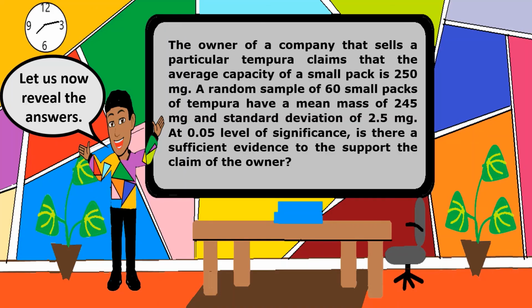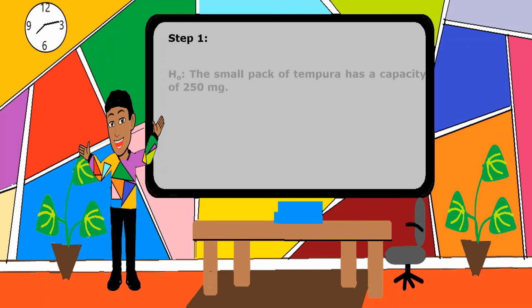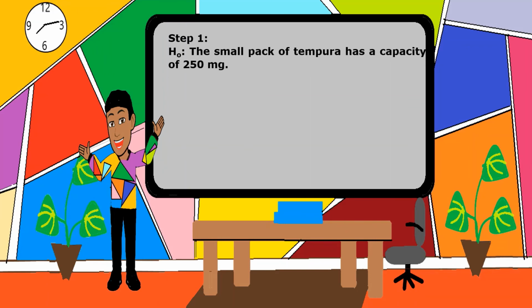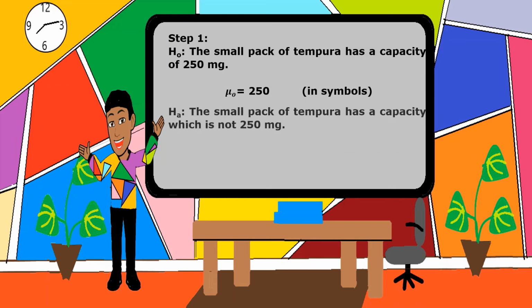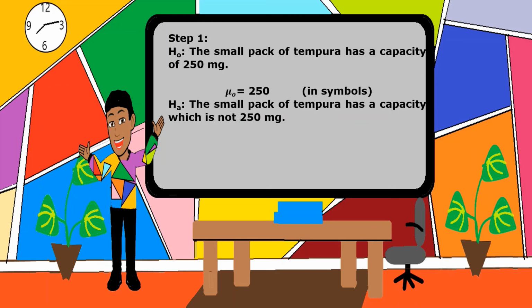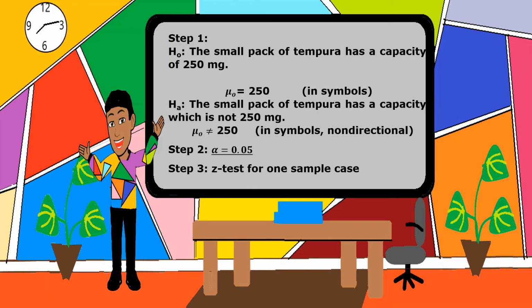A few moments later. Let us now reveal the answers. Step 1. The null hypothesis is the small pack of tempura has a capacity of 250 milligrams. So in symbol, hypothesized mean is equal to 250. And our alternative hypothesis, the small pack of tempura has a capacity which is not 250 milligrams. In symbol, our hypothesized mean or population mean is not equal to 250. And it is non-directional because of the symbol not equal to. And step 2, our alpha is 0.05. And step 3, z-test for one sample case.